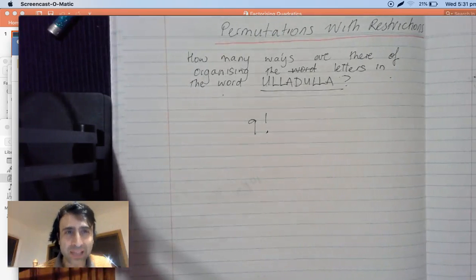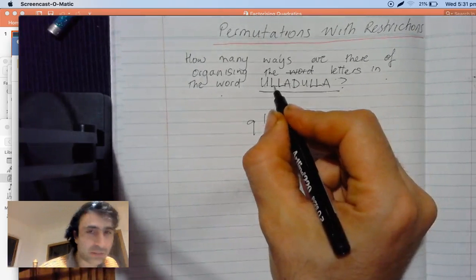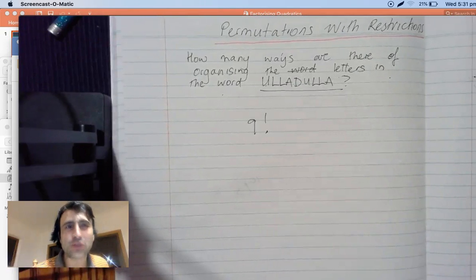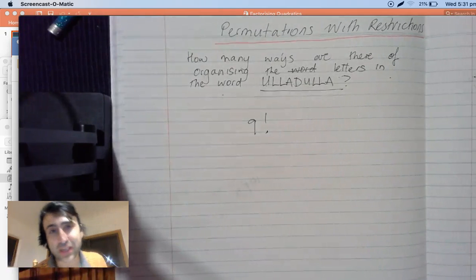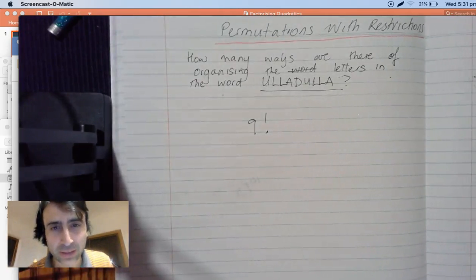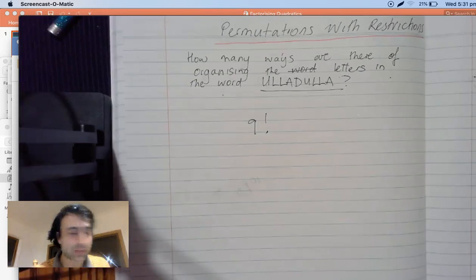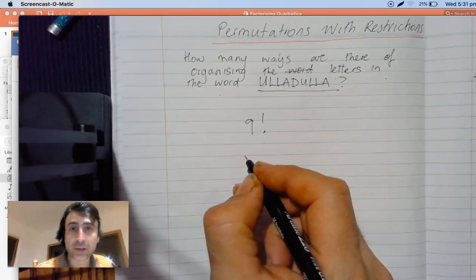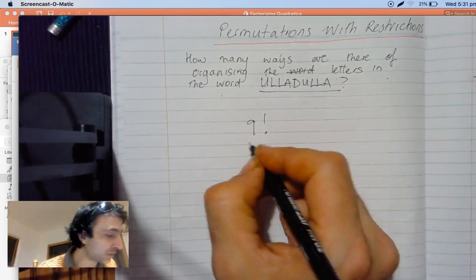When you have repeats of things, it doesn't matter which L is first. It's not going to be a new way of organising it if the first L is before the second L and vice versa. I hope you followed me on that. In other words, when we have repeats, we need to cancel out all the repeats and say, well, how many different ways can things be repeated? Because in here, we've got 9 factorial ways of organising this.